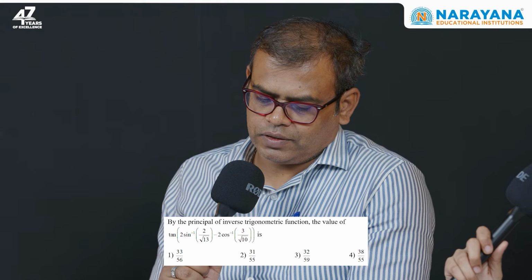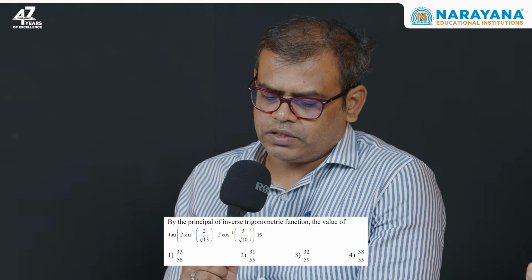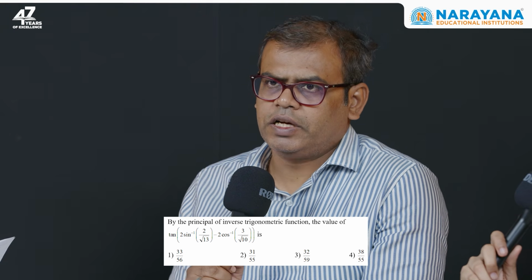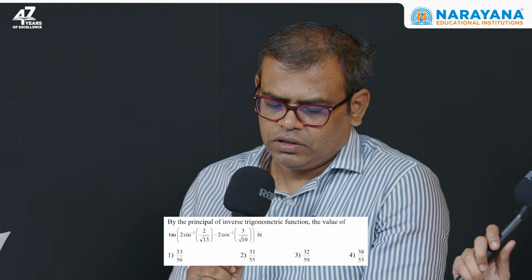Then question number five is on inverse trigonometric functions, and it is an easy question. Sine inverse is given, and we will write that in terms of tan inverse, and cos inverse we will also write in terms of tan inverse. Then we apply the formula for tan inverse x minus tan inverse y. It's not a difficult question.